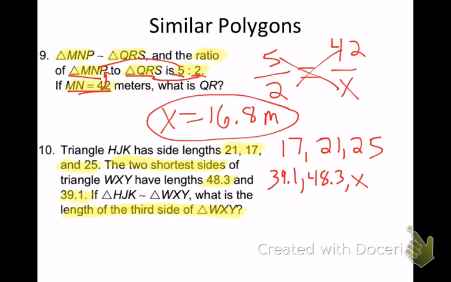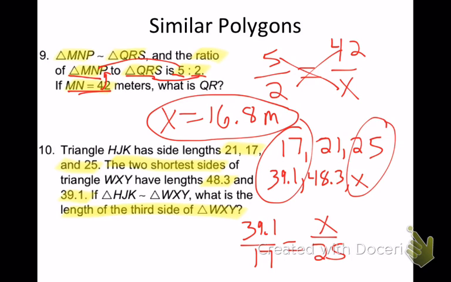Awesome. I want to find the length of the third side. Could I set a proportion up to solve this? How could I set a proportion up to solve this? What are you thinking there? Tyler Wilson, what are you thinking? 39.1 over 17 and x over 25. Yeah. Look at this. I already have them listed. Short sides, long sides. They have to be similar. They have to match up, right? Long sides are not going to be similar to the short side of another triangle. That wouldn't make sense. So they're just already matched up if I list them out that way. Great. 39.1 over 17 equals x over 25.